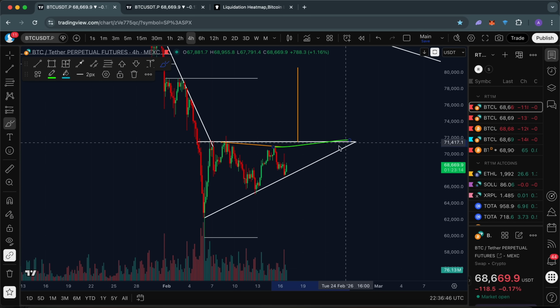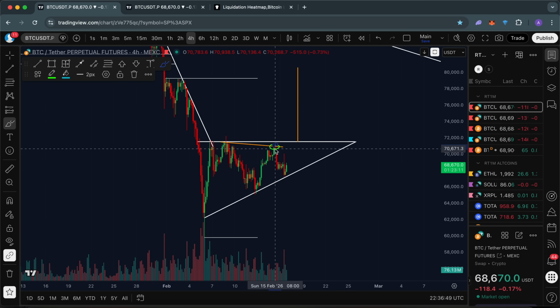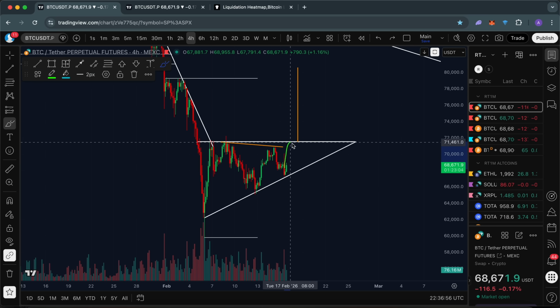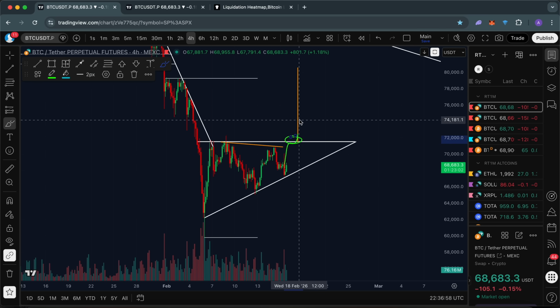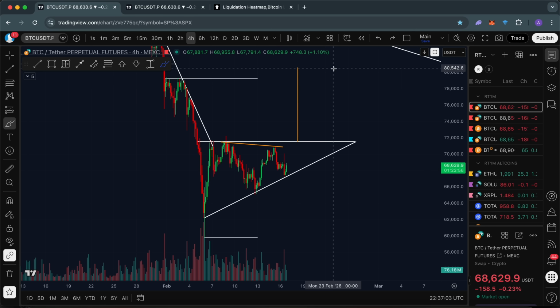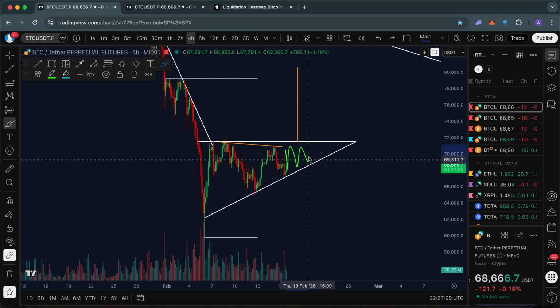Keep in mind that if we are breaking above these highs here, which are sitting at 70.8k, we would already invalidate that hidden bearish divergence. And especially if we break out above that 71.5k level, then we have a massive target to the upside around this 80k level. So there's currently a bullish and a bearish case on the table, so long as we are trading inside this ascending triangle.